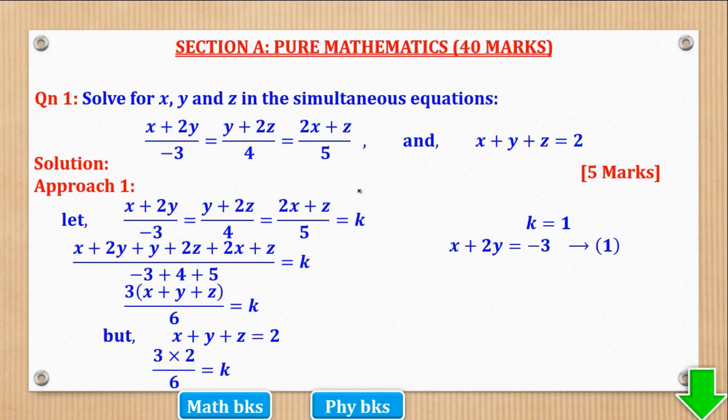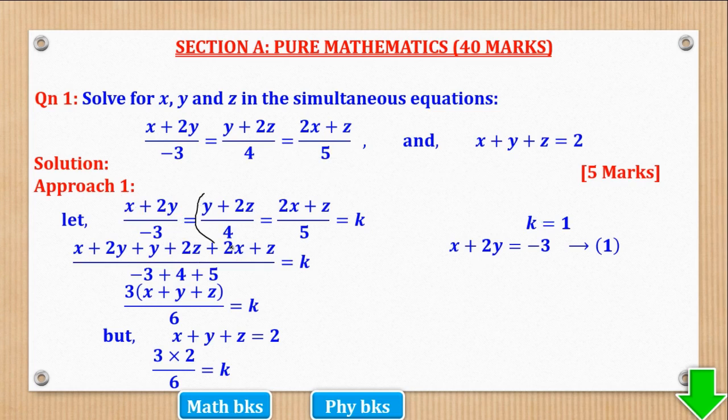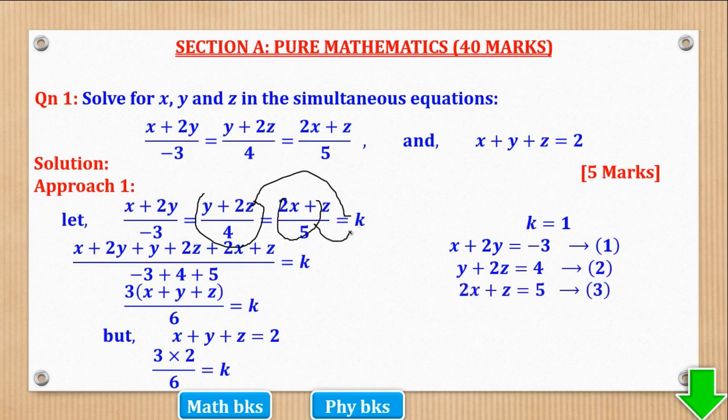You'll now say, for example, remember now we have got k which is 1, so you shall come and say this one equal to this, equal to 1. What will happen? You'll cross multiply to give you x plus y, which is here, then this negative 3 multiplied by 1 to give you this negative 3 you see here. That becomes equation 1. Do the same for this, equate it to 1 to give you the second equation, and this also equate it to 1 to give you the third equation.